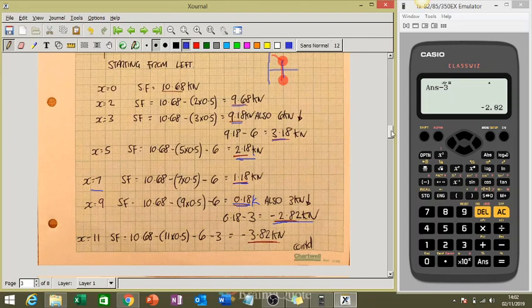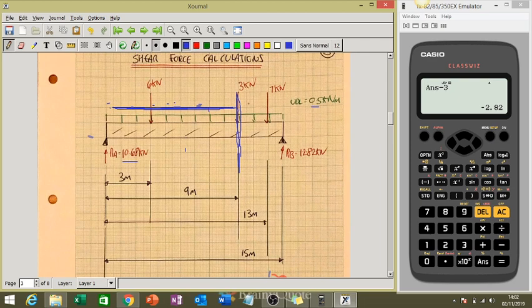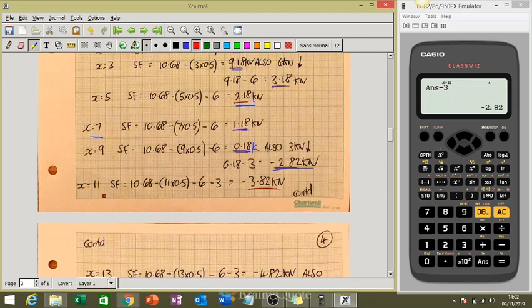I've now gone to x equals 11, so at x equals 11, I'm here somewhere. So there somewhere. I can see that this coming up, this coming down, this coming down, and I've got all of this 11 meters worth of my UDL. So x equals 11, I've got the force coming up, this is my 11 meters worth of my UDL. Point load coming down, point load coming down.